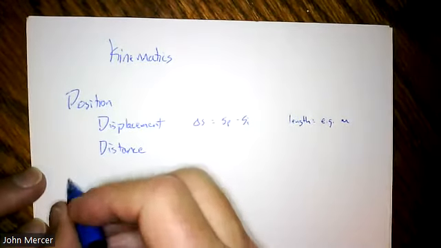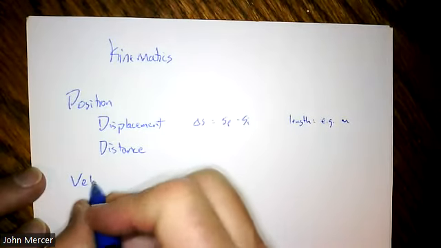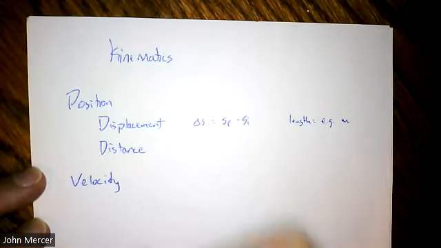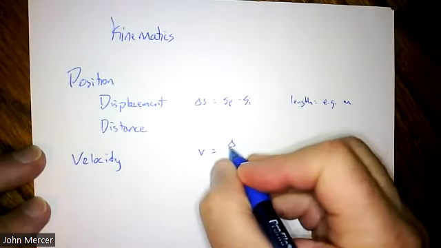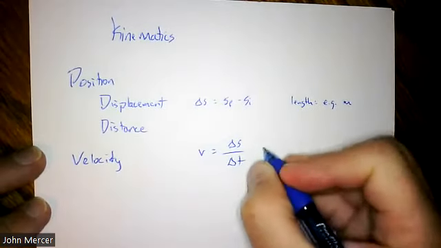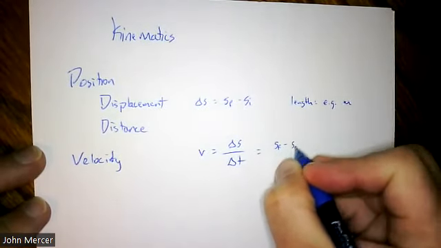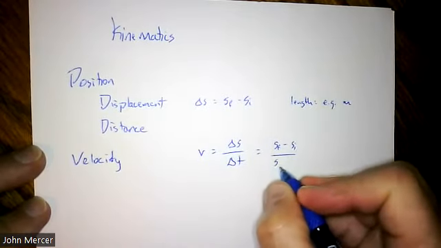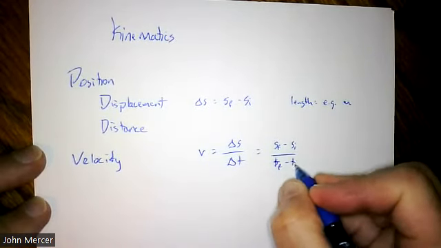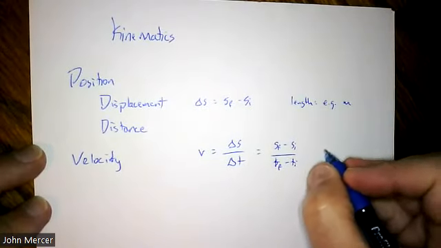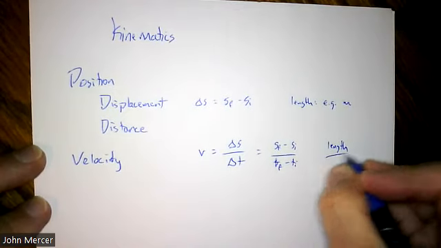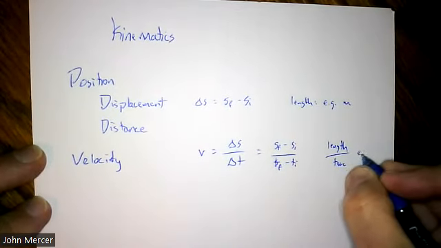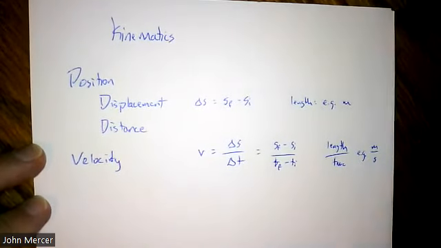Okay. The second parameter is velocity, which is the time rate of change of displacement. And our equation is V equals displacement over time, or S_f minus S_i, final position minus initial position, divided by final time minus initial time. And the units are any units of length over any units of time. So for example, meters per second, or miles per hour, kilometers per hour, what have you.